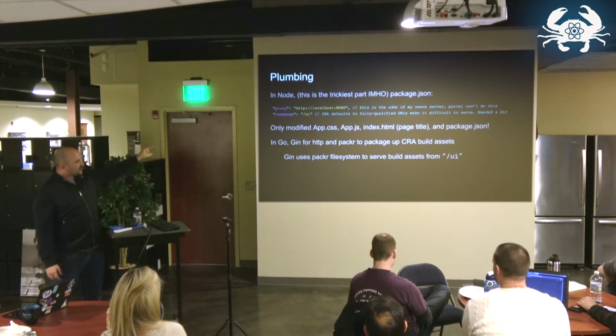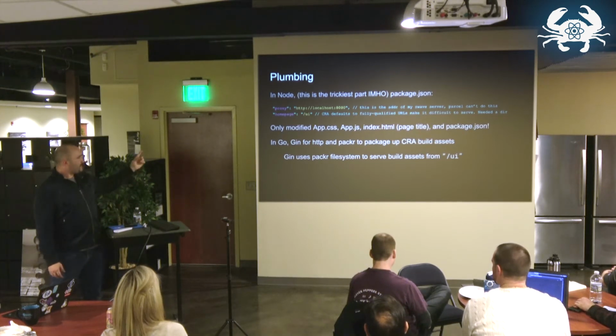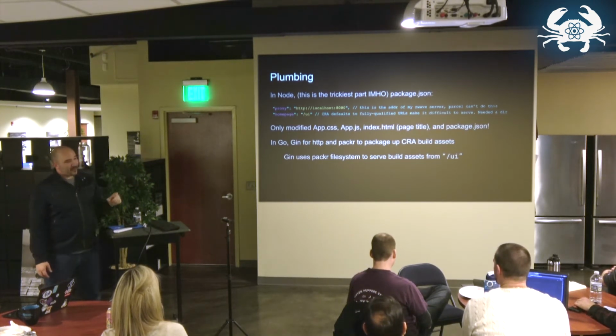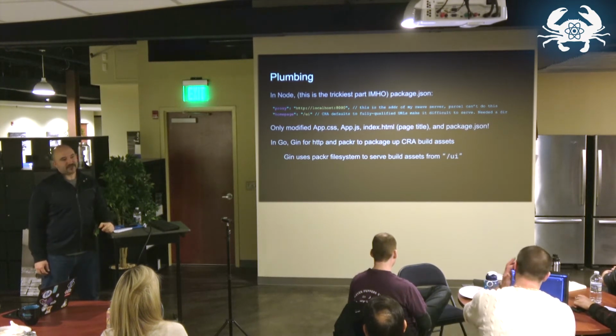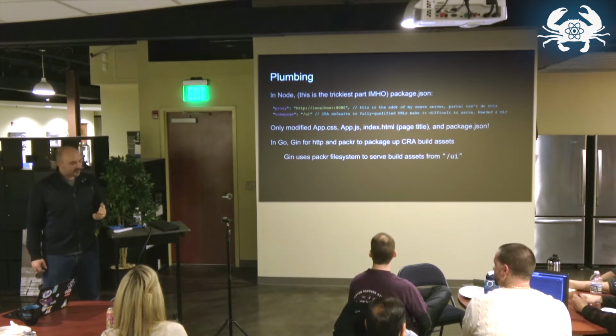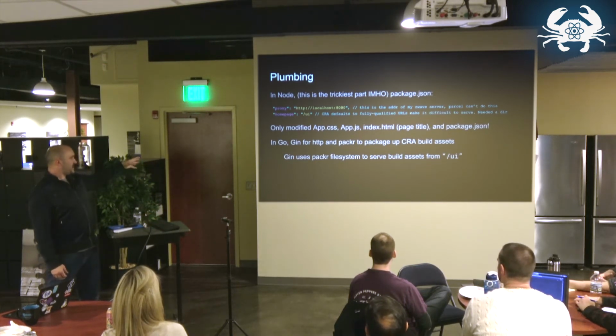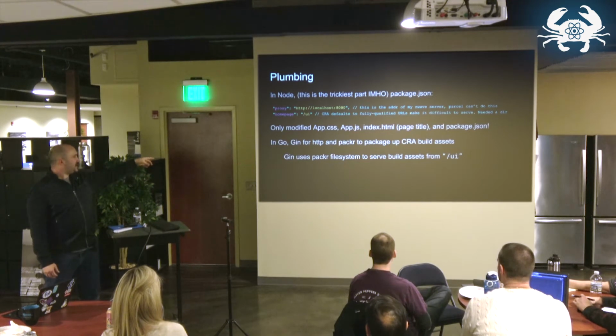And then this next part really killed me. That was the hardest one to figure out. And by hardest, I mean like half an hour or so. Create React App wants to use absolute URLs for everything that it does, which is not awesome for embedding the UI in anything else. I can't have it doing absolute URLs when I want to host it somewhere else. And then backend-wise, I use Gin and Packer to embed all of that stuff in the Go binary.